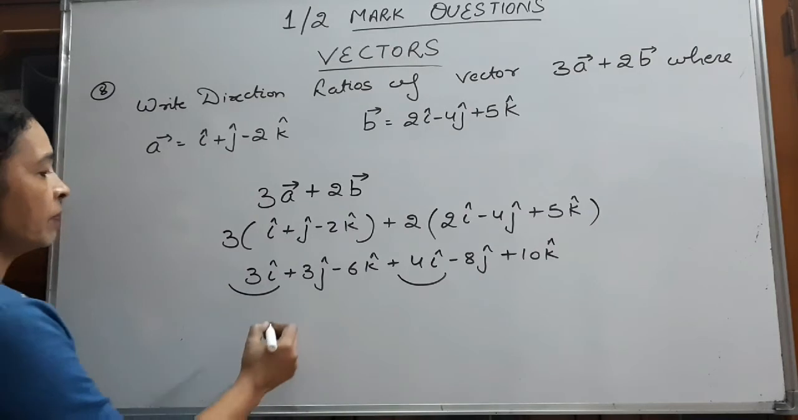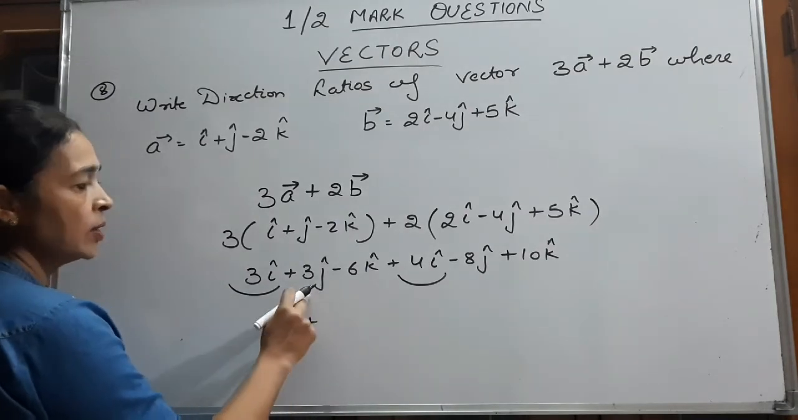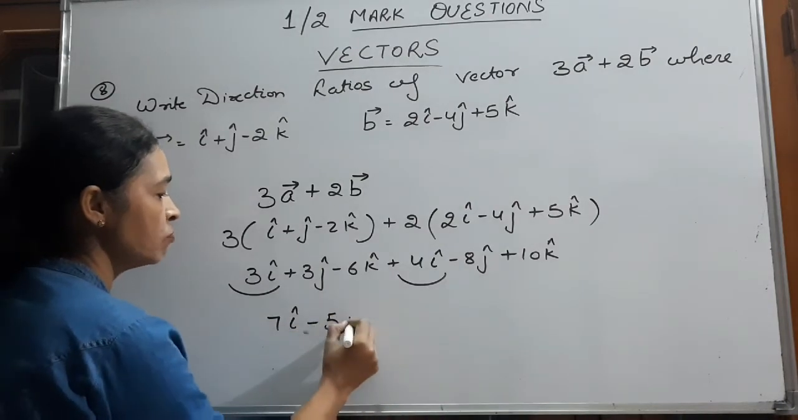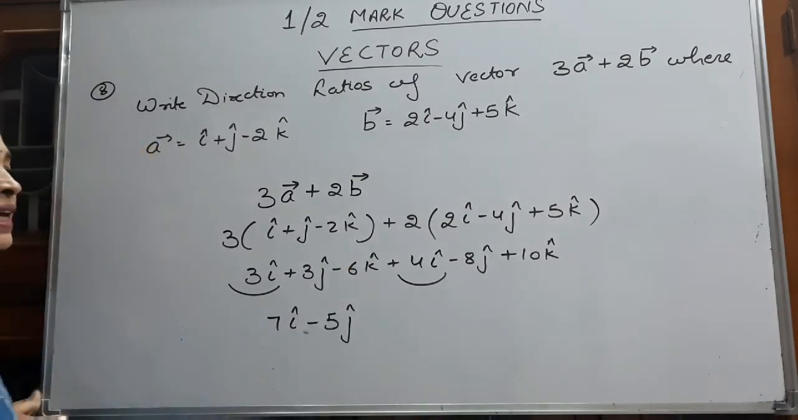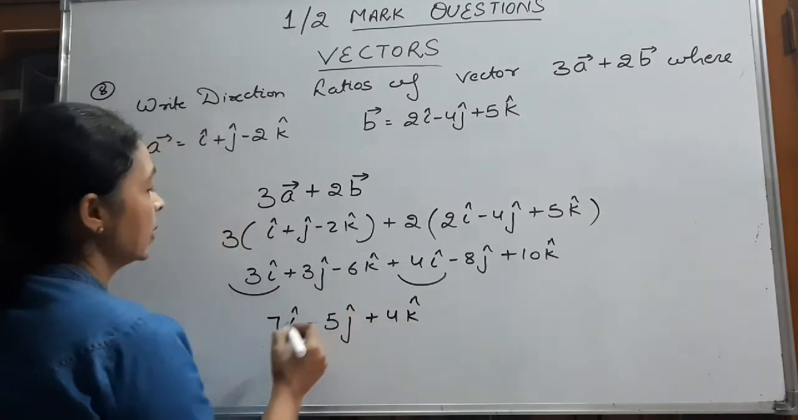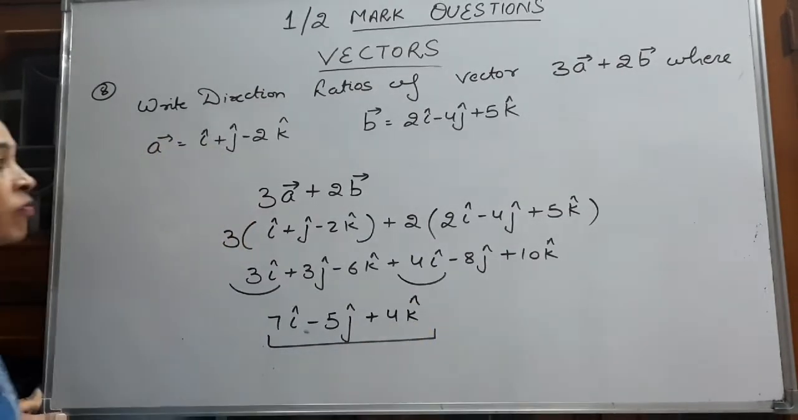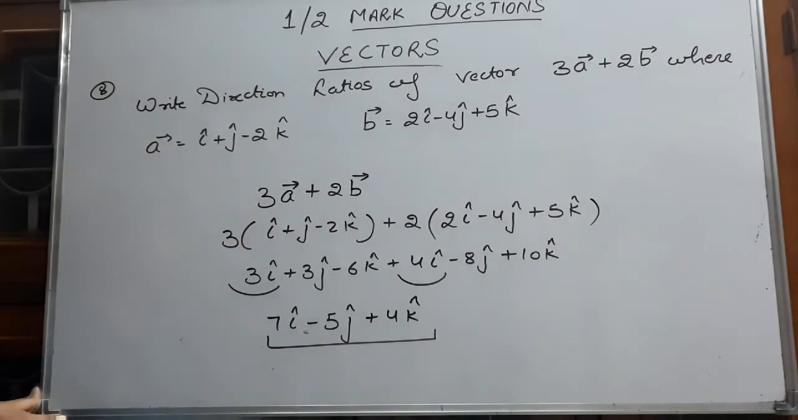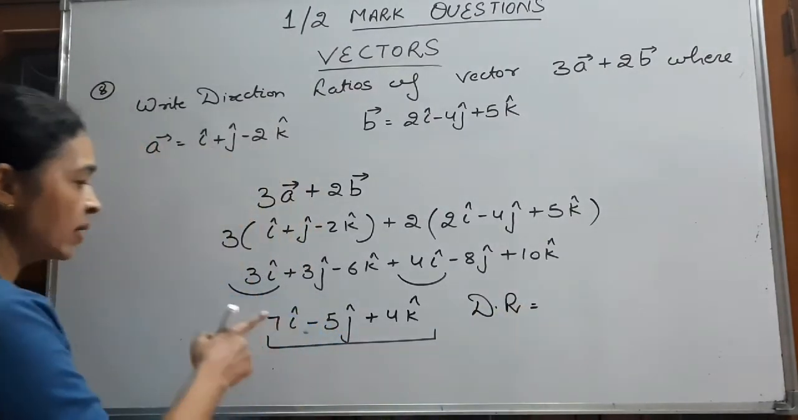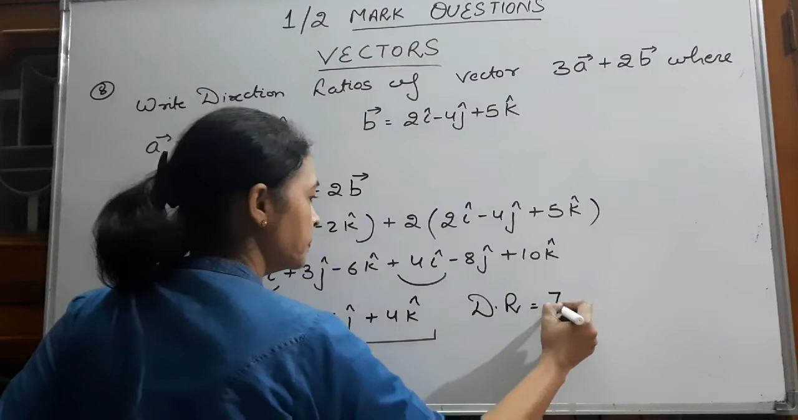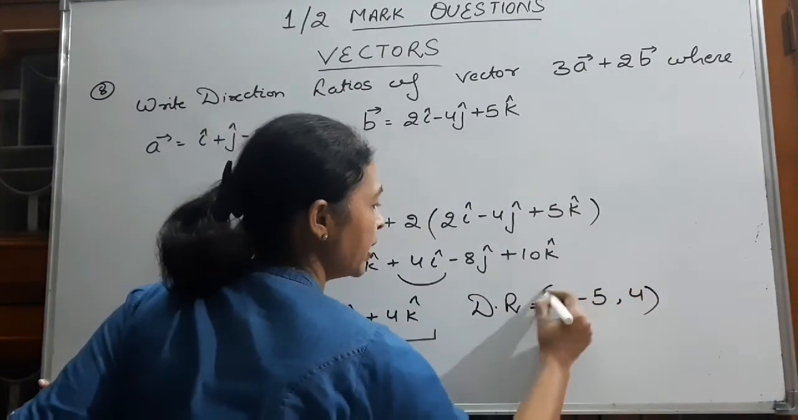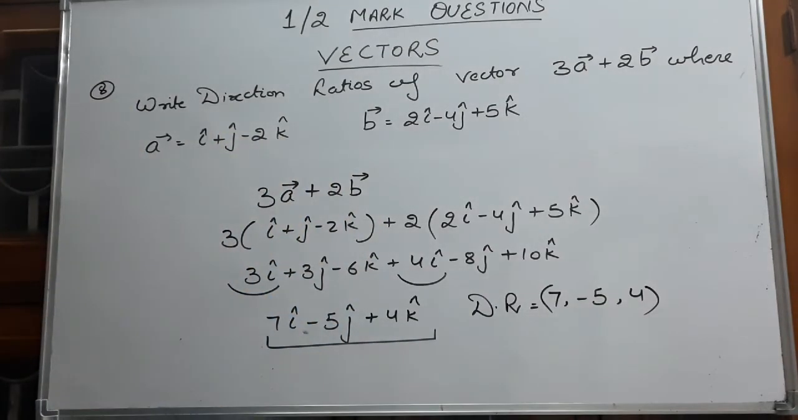3i cap and 4i cap, we have 7i cap. 3j cap minus 8j cap, we have minus 5j cap. Minus 6k cap plus 10k cap, 4k cap is the vector. What we have to find? We have to find the direction ratios. Direction ratios of this vector will be 7 component of I, minus 5 component of j and 4 component of k. This is our answer.